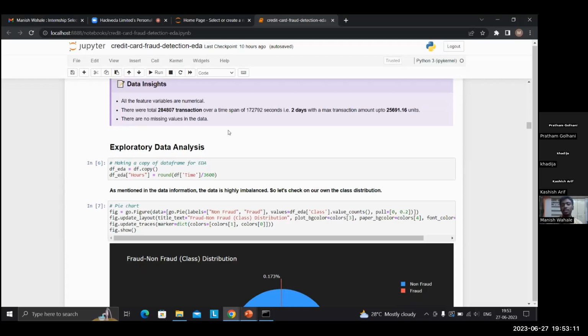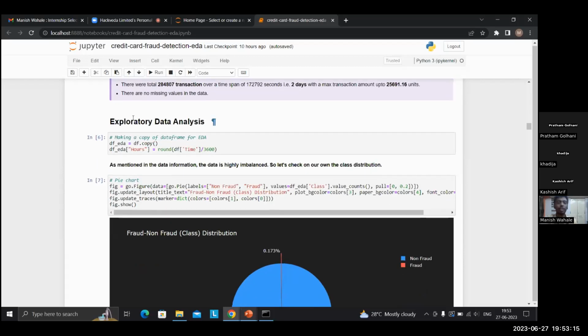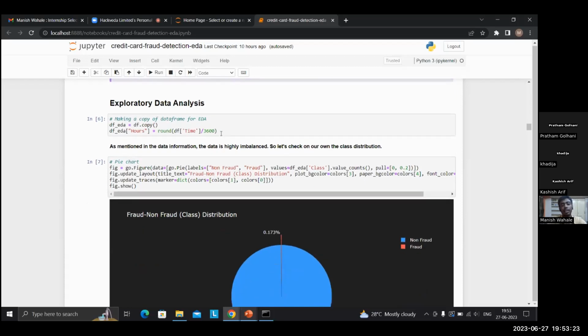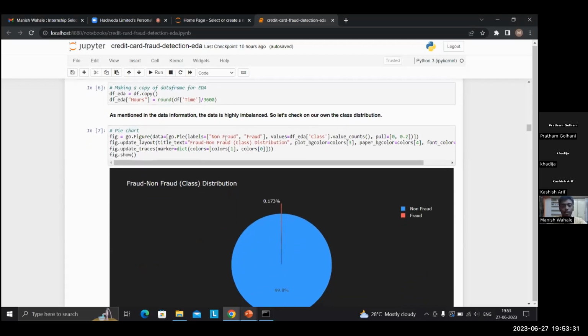So let's get started with the actual task, which is the exploratory data analysis. I first copied the data frame into a frame for EDA purposes only. Then I also created one additional feature, which is hours, basically dividing time by 3600, which converts it into hours. So for 2 days, there will be 48 hours.